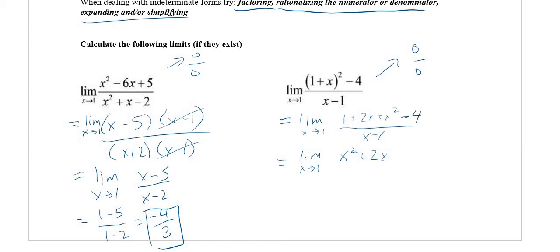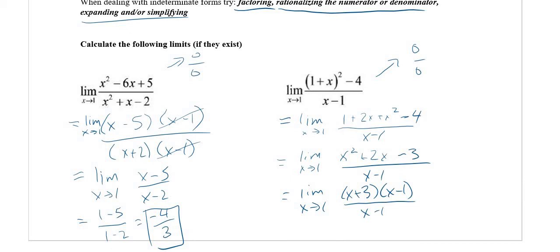Which would make this (x squared plus 2x minus 3) over (x minus 1). Again, it doesn't look like it's helping us too much, but now you notice that we have a quadratic up top. So let's try and factor that and see what happens. When we factor that, we get (x plus 3)(x minus 1) all over (x minus 1).